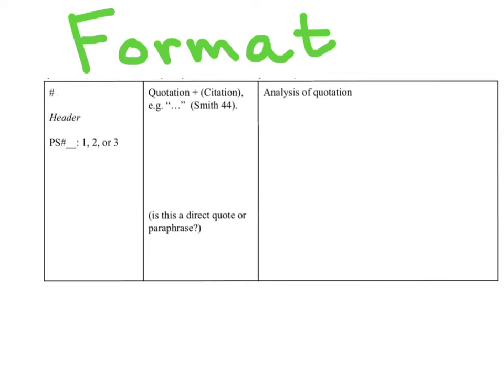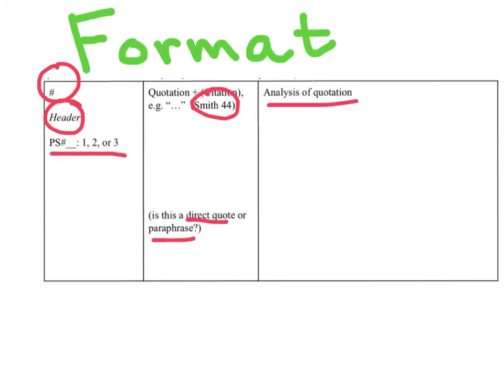To begin, you're going to make a 3-column table in a Google Doc. For the first column, you're going to number what entry it is, place your header, and then state which PS book it is, 1, 2, or 3. In the second column, you're going to write the quotation plus the citation. At the bottom, we recommend stating whether or not it's a direct quote or a paraphrase of a quote. In the third column, you're going to analyze your quotation.